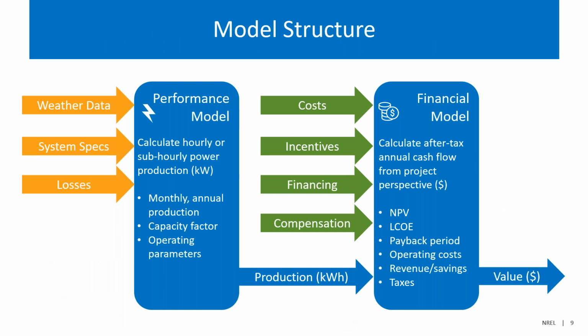Overall, the models in SAM tend to take this structure. We pair a performance model, which takes in things like weather data, system specifications, and losses, and calculates things like monthly and annual production of renewable energy, capacity factor, and other operating parameters. And then we provide that production data to a financial model, which combines that with things like costs, incentives, financing, and compensation, and calculates metrics such as net present value, or NPV, LCOE, or the levelized cost of energy, payback period, operating costs, revenue, and taxes, and thus allows for predictions of the value of a project.